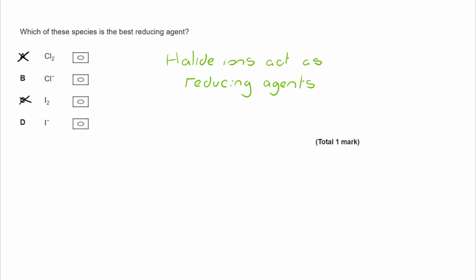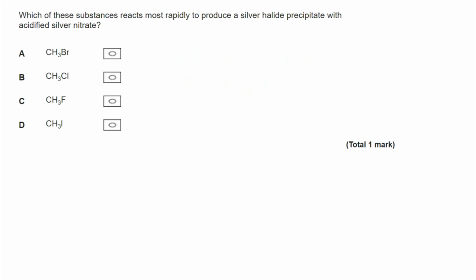So we can immediately disregard A and C. Beyond that, we have to remember that the reducing ability increases as you go down the group. Now, if you think about it, of course, the iodide ion is the most easily oxidized and therefore the best reducing agent. Its outer electron is furthest from the nucleus, so it's less attracted, and it's subject to more shielding. Next question.